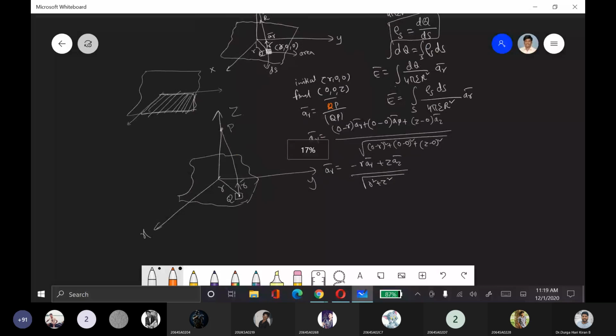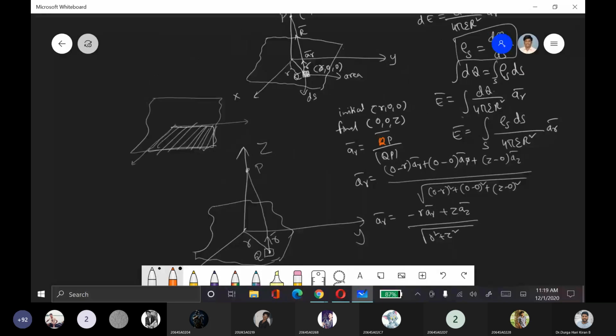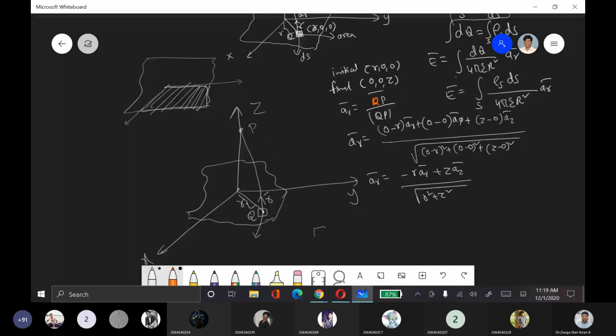Okay, like this I have considered, and the point P is there. So the r bar unit vector is in this direction, and this distance is r. Now the small part that I have considered has length as well as breadth. Length into breadth is the area, the surface area.